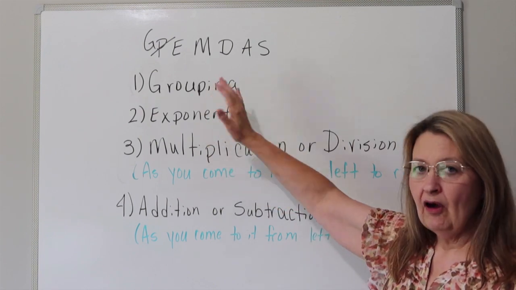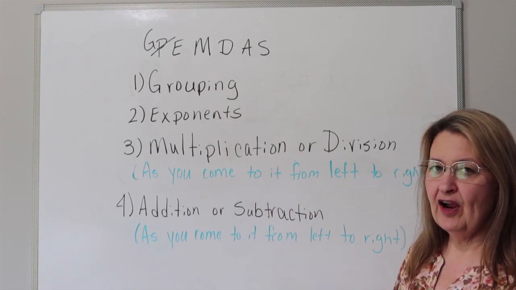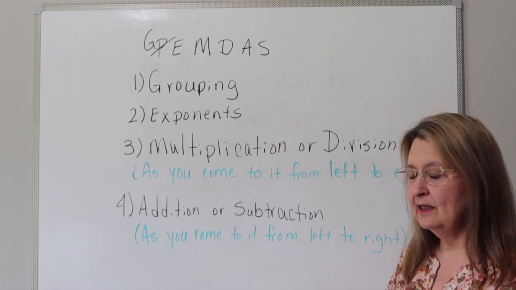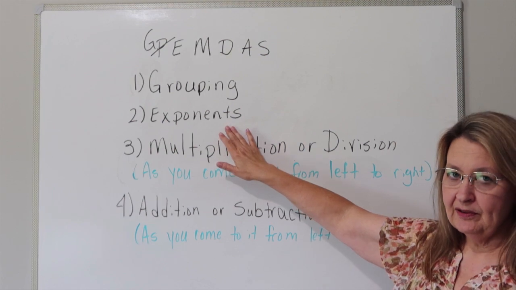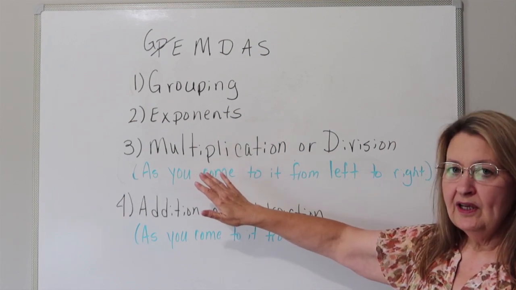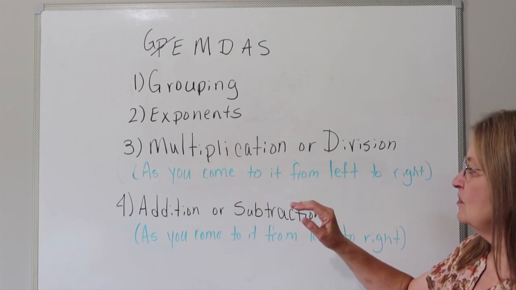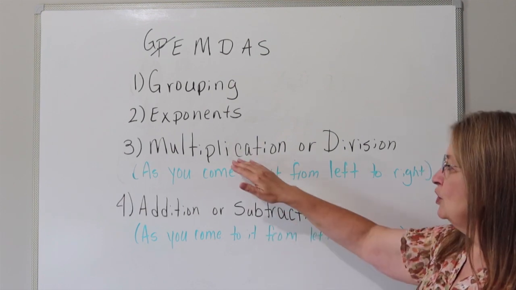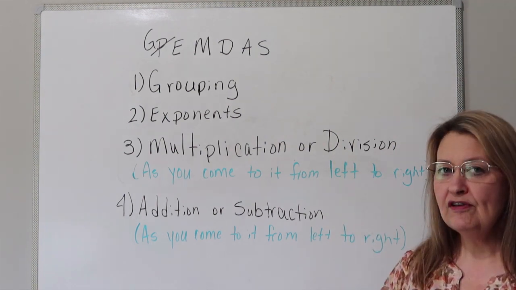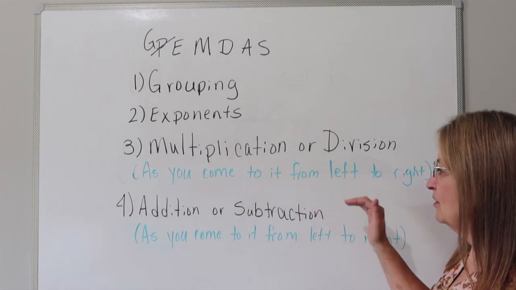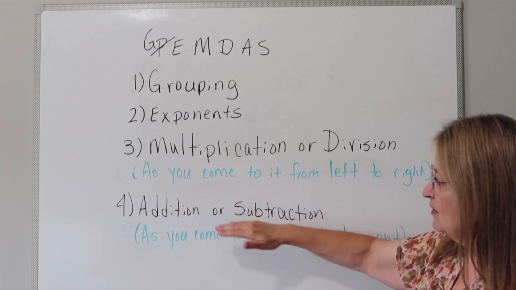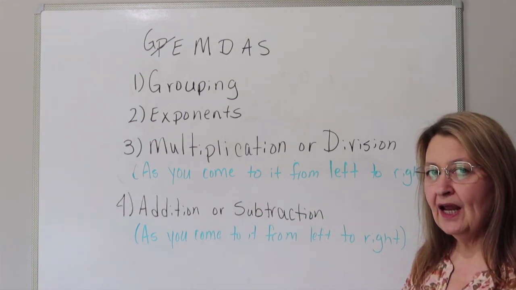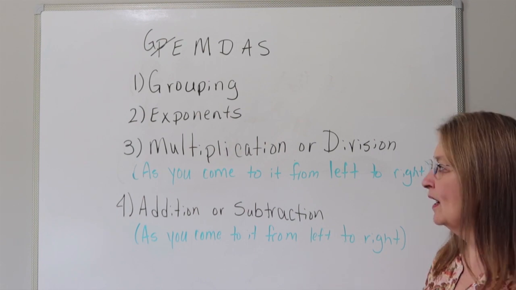You do the grouping, all your parentheses, fraction bars, everything like that. Simplify within those as much as you can. Take care of your exponents. For step 3, technically this is not 2 steps. It's 1 step, 1 pass. You do multiplication or division as you come to it from left to right. Same thing with step 4. You do addition or subtraction as you come to it from left to right.